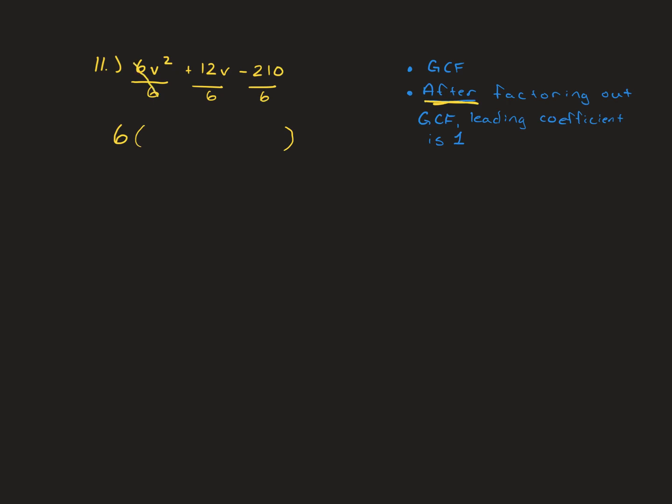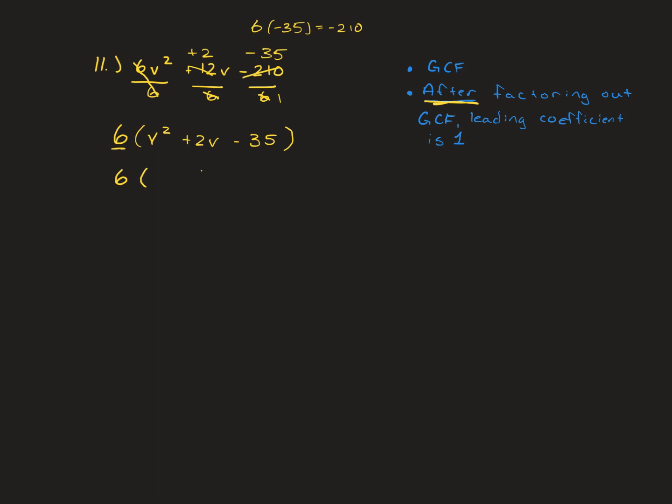So here those 6's would cancel out, and I've got v squared. On the center term, 6 goes into 6 once, 6 goes into positive 12 positive 2 times. I would end up with positive 2v. And then finally 6 goes into 6 once, and 6 goes into negative 210 negative 35 times, because 6 times negative 35 will give me negative 210. So I'm going to write that negative 35 there. Now that's 6 there. Don't lose it. It's going to be written in my final answer. It stays out front.